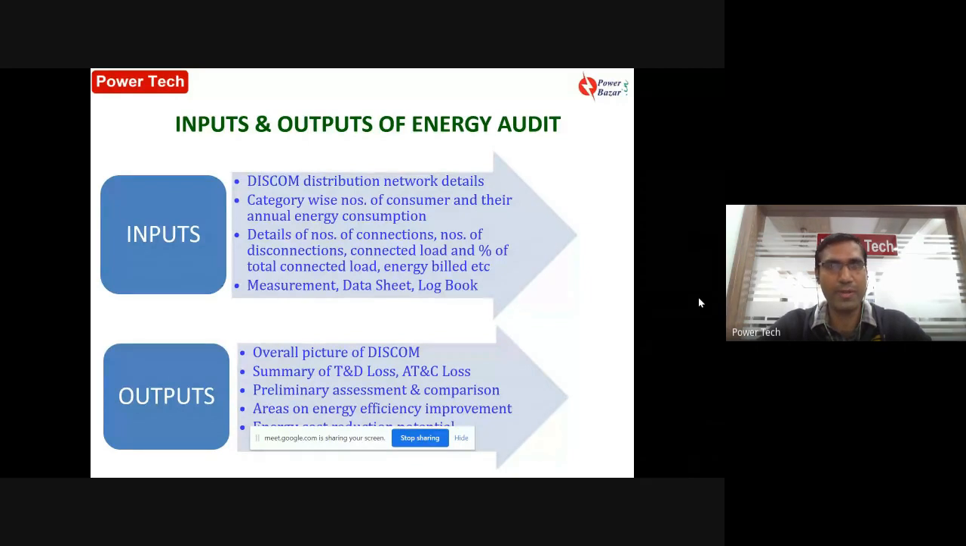So the output of all this collection would be to give an overall picture of a DISCOM. What is the transmission and distribution loss, what are the AT&C losses at each feeder. So that will give us an idea about where the maximum losses are happening, and that will give the company an idea where to focus on for energy efficiency and improvement, and also for the reduction in the overall transmission and distribution loss.